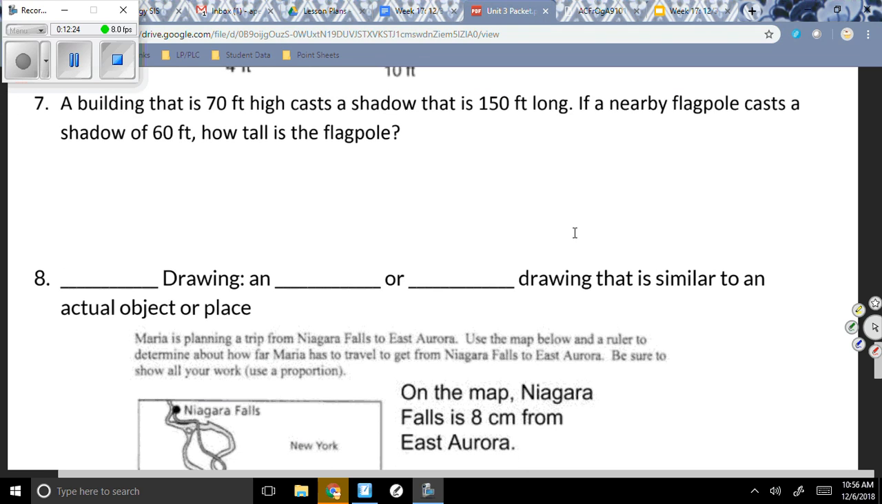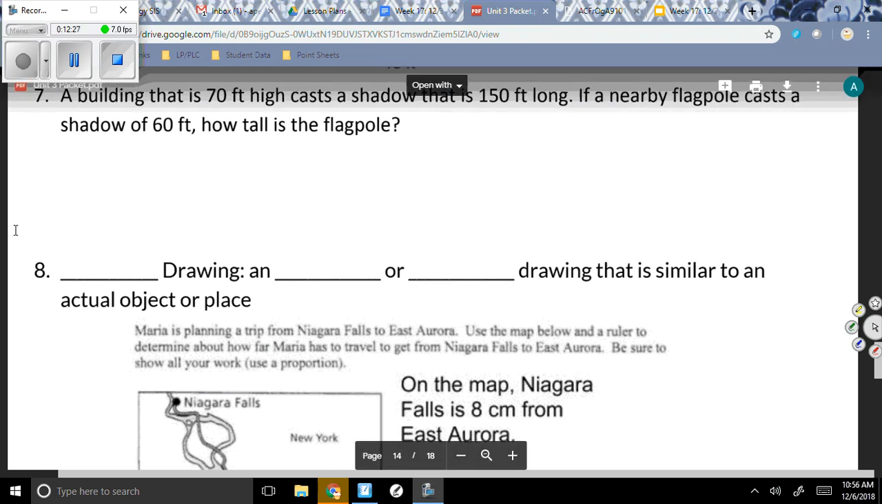Now in number 7, they do not give us a picture, so we're going to draw one. This time I have a building that is 70 feet high. So as I read it, I'm going to draw the pieces that I need. That building is 70 feet high that casts a shadow that's 150 feet long. If a nearby flagpole, I'm going to draw a flagpole, casts a shadow of 60 feet, how tall is the flagpole? So now that I've drawn this picture, we're going to pause the video. I want you to try the whole process on your own this time.